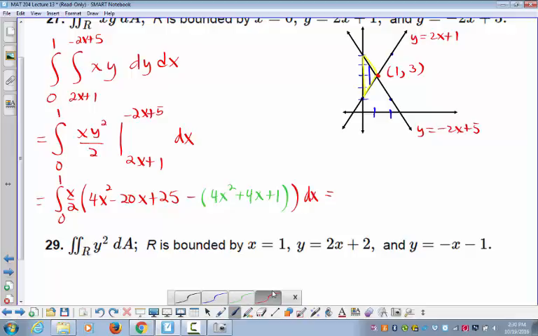All right, so combining like terms, we see 4x squared and a minus 4x squared. Those disappear. And we're left with the integral from 0 to 1 of, all right, so we have minus 20x minus 4x. That's minus 24x. So it's going to be minus 12x squared. And we multiply by x over 2 out in front. And then our constant, 25 minus 1, that's 24, divided by 2 is 12, so plus 12x, not minus, dx.